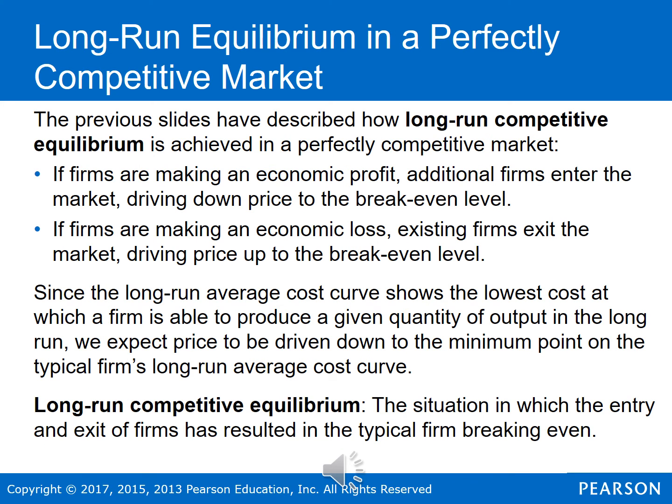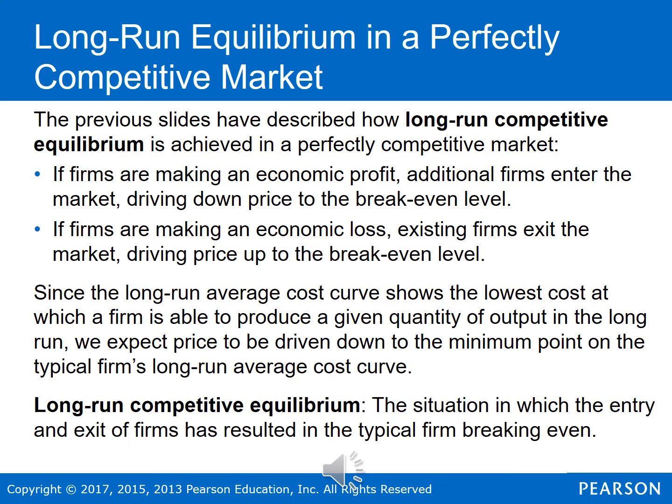These last few slides described how long-run competitive equilibrium is achieved in a perfectly competitive market. If firms are making an economic profit, additional firms are going to enter the market, driving down the price to the break-even level. Because they see an opportunity to earn a profit, they'll take advantage of that. If firms are making an economic loss, they're losing more money than they could be making elsewhere. Existing firms will exit the market, and that's going to drive the price back up to the break-even level.